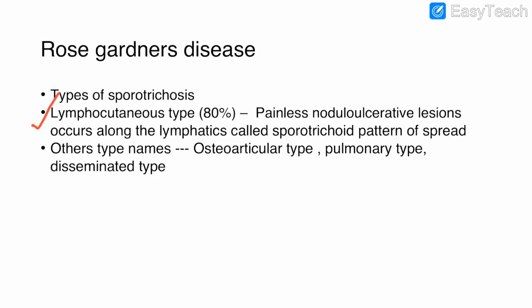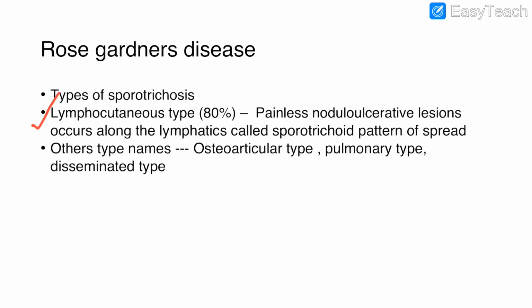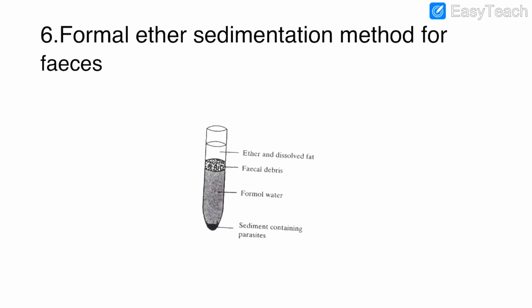And this lymphocutaneous type, what is seen in this picture? The picture is showing these types of lesions, and this is termed as which pattern? This is termed as sporotrichoid pattern of spread. And what you have in this? A nodule, and then what happens in that nodule? Ulceration. Obviously there was history of rose gardening and all, so it's also termed as Rose gardener's disease. So it's a straightforward question.